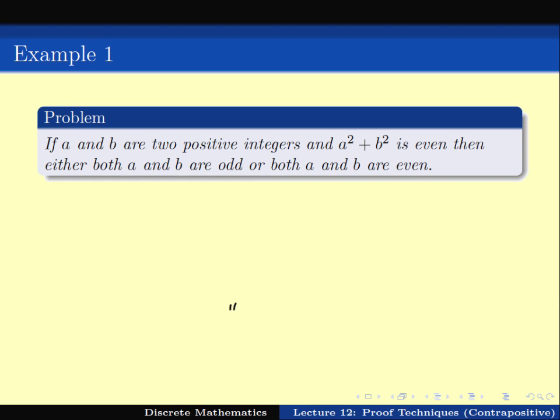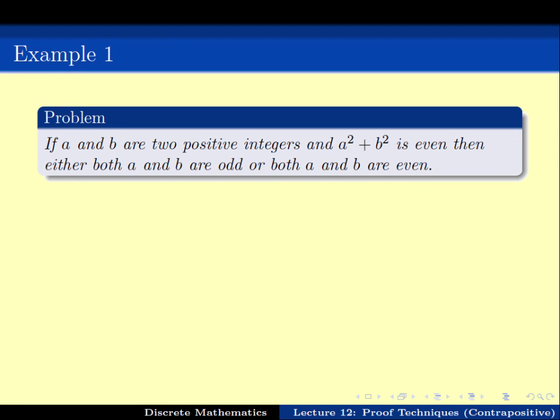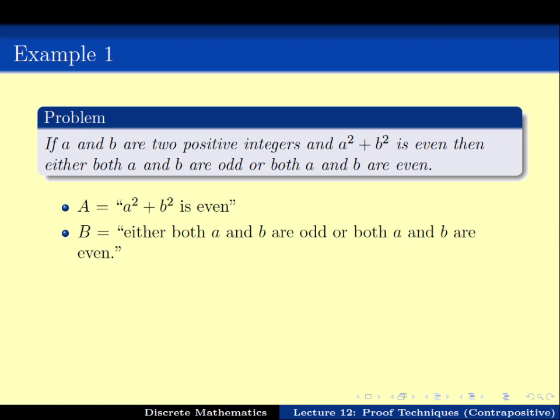So here is the first example. It says that if A and B are two positive integers and A square plus B square is even, then either both A and B are odd or both A and B are even. Now let's try to split this up into that A, B, C, D formula. So A is: A square plus B square is even. B is: either both A and B are odd or both A and B are even.